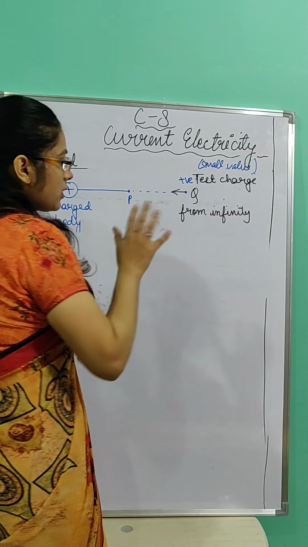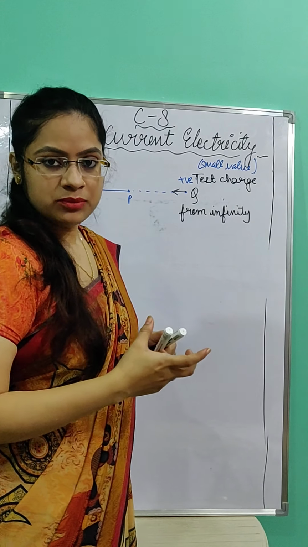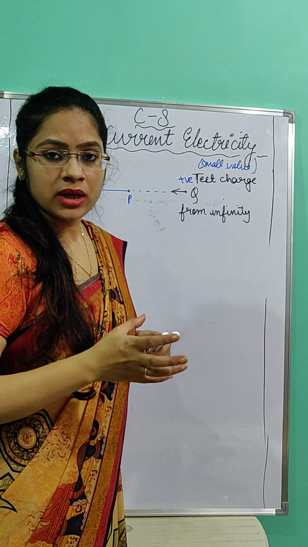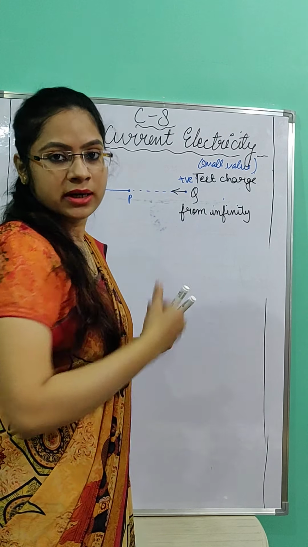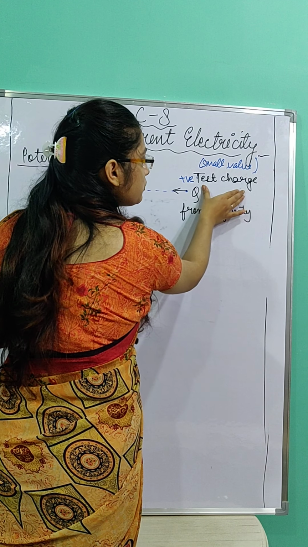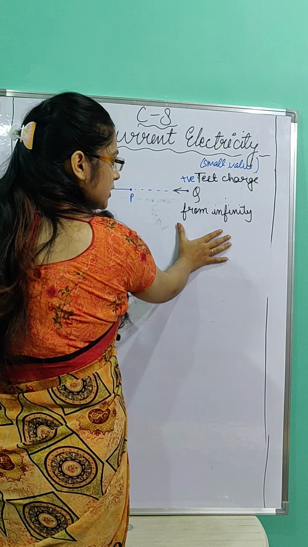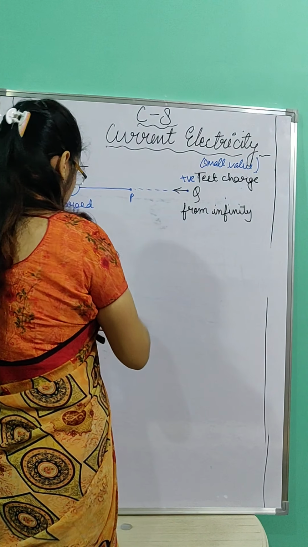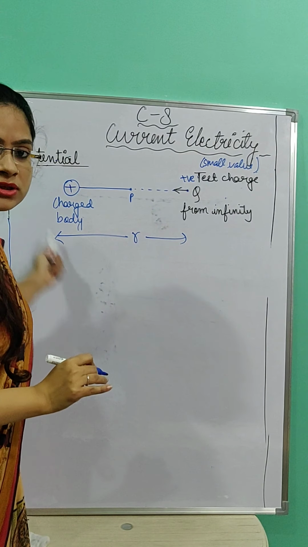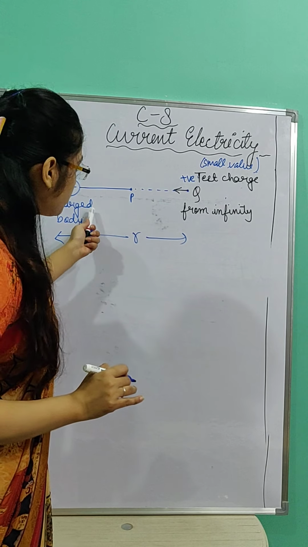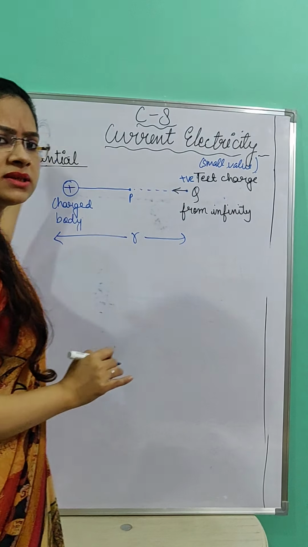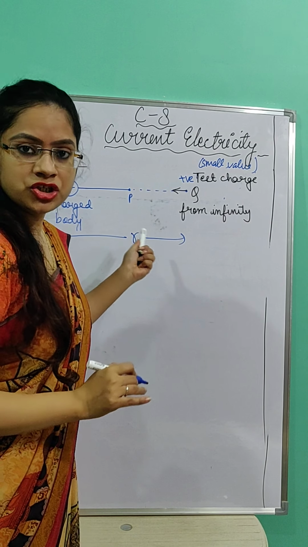Now we know that for the movement of any body, we have to apply some force, okay, then only a body can move and do some displacement. So in this case, we want to move this positive test charge from infinity. From infinity means this charge is at a very large distance from this positively charged body, because this positively charged body will create a field here and this test charge is very far away from this field. That is because of this positively charged body.